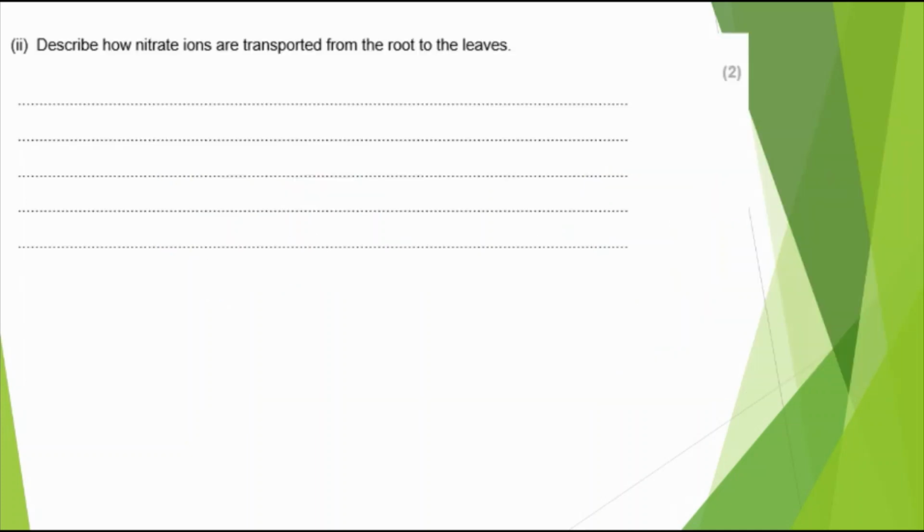Next up, you have to describe how nitrite ions are transported from the root to the leaves. So again, another quick two marker. What process allows this to happen? Describe how it works.